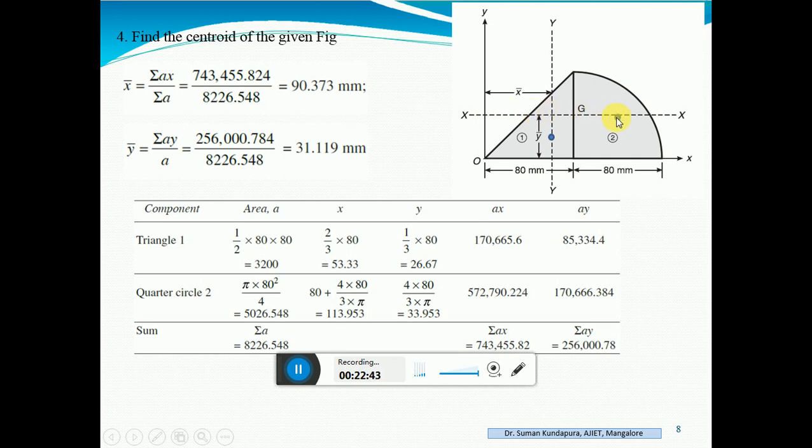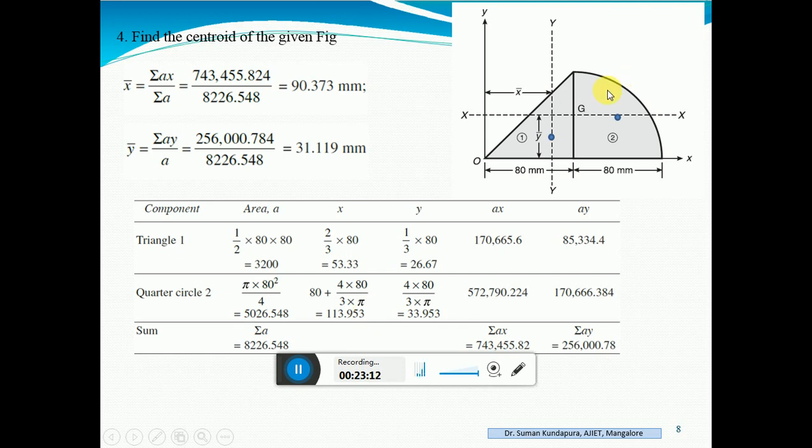We have already solved what is the x bar for a quarter circle. What is the x bar for a quarter circle? It is 4r by 3 pi. 4r by 3 pi for a quarter circle. So what is this distance? This is 80. 80 plus, if I have to reach this point, it is 4r by 3 pi. So it is 80 plus 4r, R is 80, by 3 pi. Simplify this, you will get 113.9.